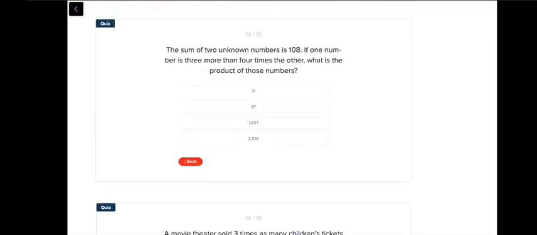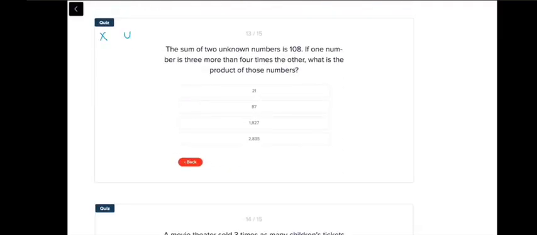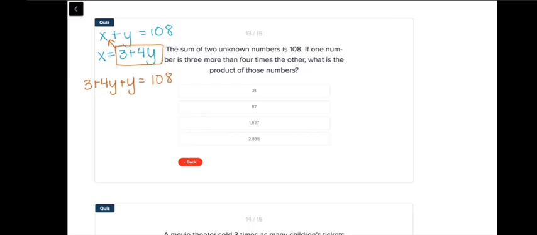In this problem, it states the sum of 2 unknown numbers is 108. So we have 2 unknowns, x and y, and we add them, the result is 108. If one number, let's say x, is 3 more than 4 times the other, what is the product of those numbers? So first we need to find what is x, what is y, and then our final answer will be the multiplication of those 2. So here we can use substitution. We can take this and substitute it here. So our equation will now be 3 plus 4y plus y is equal to 108.